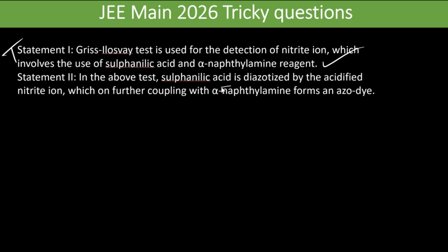in the above test, sulfuric acid is diazotized by the acidified nitrate ion, which on further coupling with alpha naphthylamine forms azodye. Yes, nitrite we have, right? In diazotization also, nitrous acid we are using. So HNO2. So NO2 with this sulfuric acid, I'm writing the reaction, that part, and HNO2 plus sulfuric acid can undergo this diazotization as usual, to form azodye.